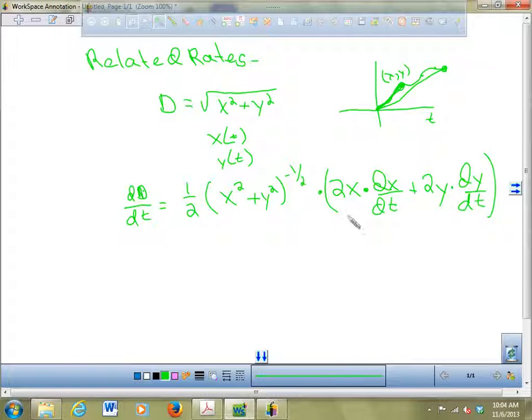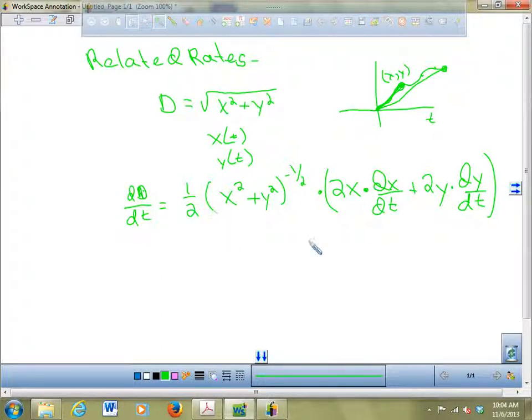So when you're doing a related rates problem, you're looking for how something changes. If you want to know how that distance changes over time, you would have to know some point. So a problem would look like: when x equals 5 and y equals 3, x is moving so fast and y is moving so fast, how fast is the distance from the origin changing? In all of these related rates problems, you can only have one unknown, right?